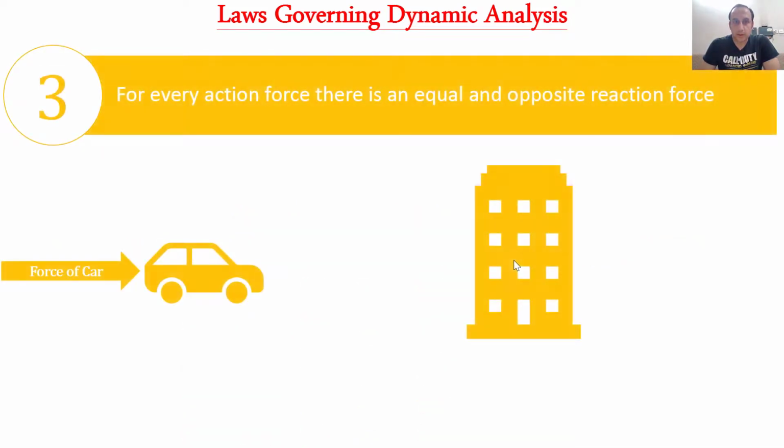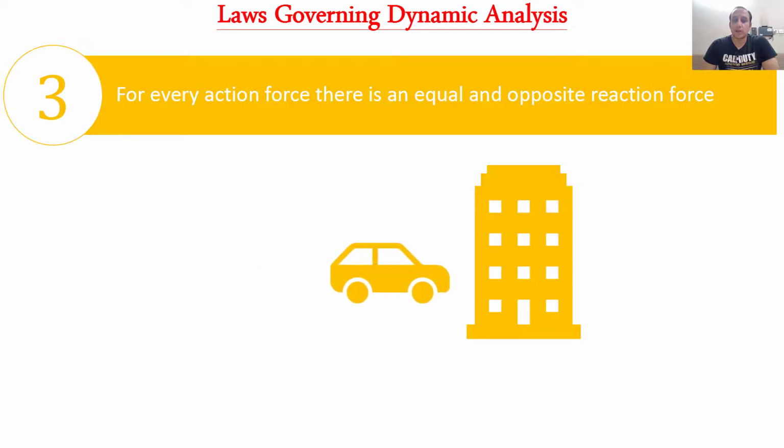Okay, so we will move forward and discuss the third law, which says for every action there's an equal and opposite reaction force. Once again we have a car, and there is a force applied on the car. Actually, this force is coming from inside the car, from the engine of the car, but we are denoting that force with the help of this arrow. So what will happen if we apply the force to this car? It will move and it will collide with the building. It is moving with a particular acceleration and it will exert a particular force on this building.